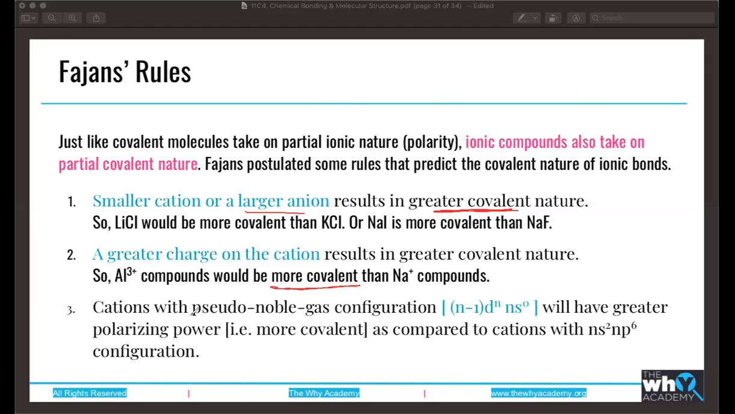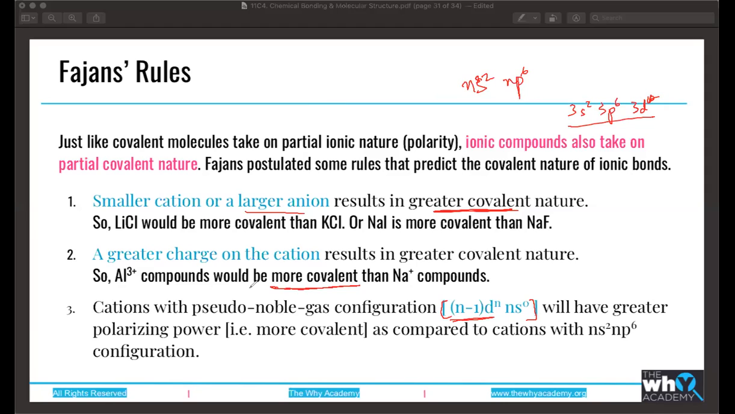Okay. And cations with pseudo noble gas configuration, for example d block elements, where their third shell is complete, they don't end with ns2 np6, but like 3s2 3p6 3d10. Cations with a pseudo noble gas configuration, where it's (n-1)dn and ns0, will have greater polarizing power.